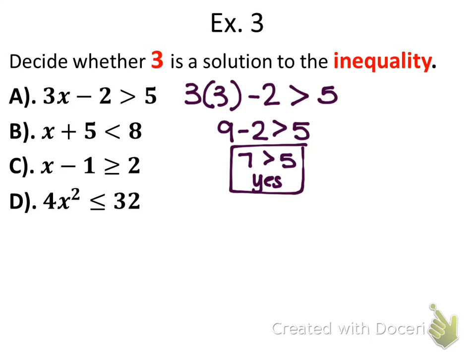Okay. Let's do the next one. I'm going to do it right beside it. We're going to plug it in. 3 plus 5 is less than 8. What's 3 plus 5? 8. Is 8 less than 8? No. Now, if it was less than or equal to, it would be a solution. But because there's no or equal to part on that, it's no.